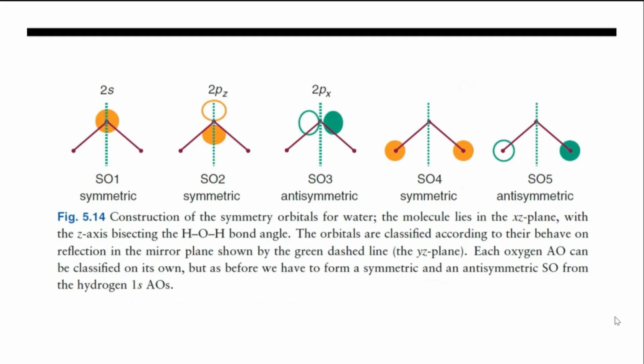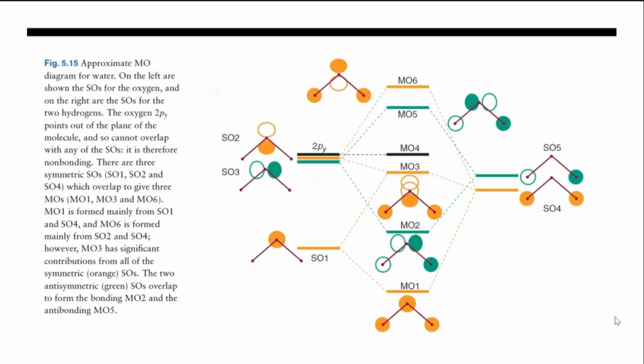Now, here's a construction of all symmetry orbitals for water. So, the first symmetry orbital is created from the 2s orbital on oxygen. And as we can see, we can use that mirror plane to figure out which symmetry orbitals are symmetric or antisymmetric. Using these symmetry orbitals, we can now construct our molecular orbitals, which I understand is a lot more complex, but just remember, symmetrical symmetry orbitals only interact with symmetrical symmetry orbitals, and anti-symmetrical symmetry orbitals only interact with anti-symmetrical symmetry orbitals. And non-bonding just does its own thing.